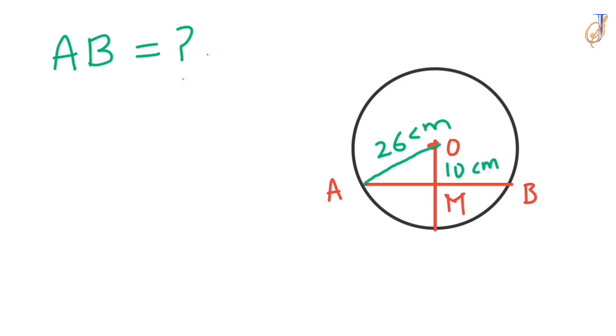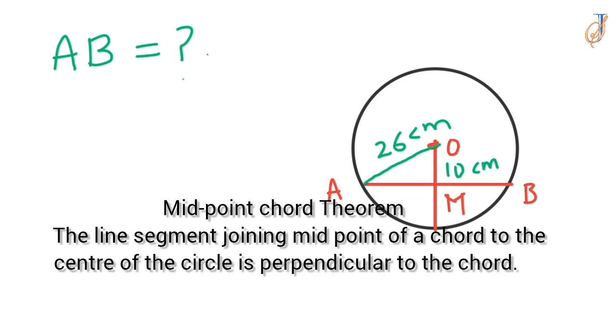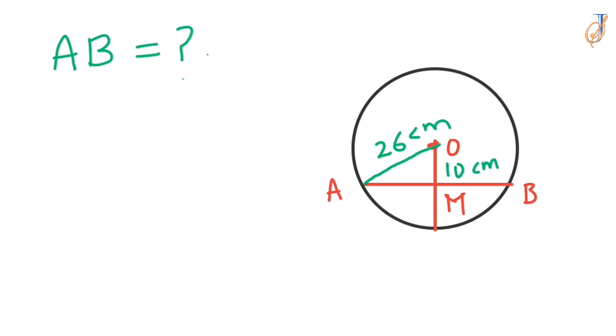Recall the midpoint of a chord theorem. The theorem states that the line segment joining the midpoint of the chord to the center of the circle is perpendicular to the chord. That means, according to the theorem, AB is perpendicular to OM. OM is nothing but a radius. So AB is perpendicular to the radius, which means at point M the angle is 90 degrees. A 90 degree angle means this is a right angle triangle, so we can use the Pythagorean theorem here.